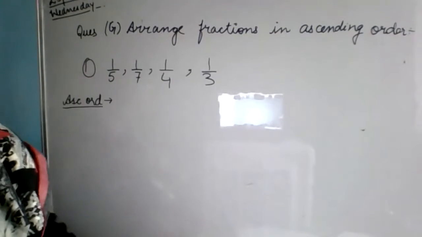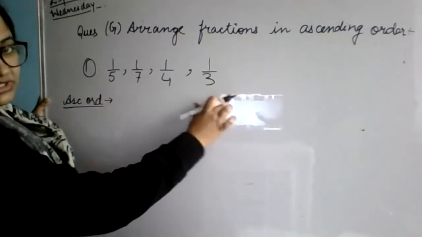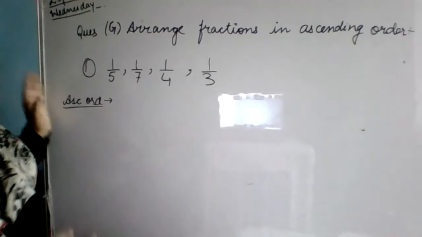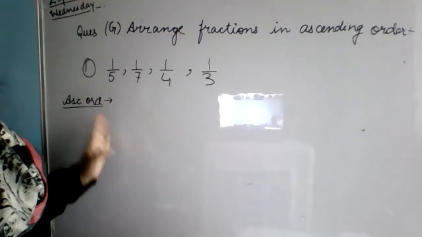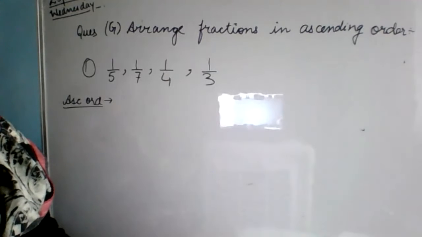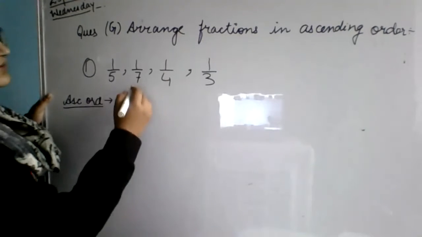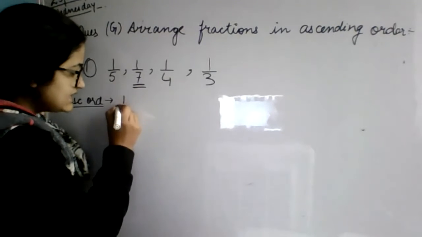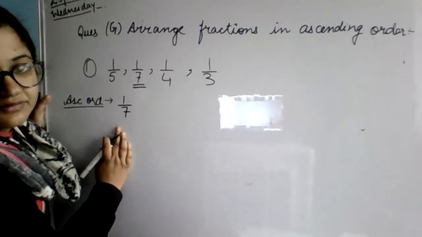Okay, see here. If numerators are not same and denominators are not same, suppose you can see in this question, denominators are different. So what we are going to do, beta, when denominators are different? The smaller one becomes the greater one and the greater one becomes the smaller one. Understood? Here, which is the greatest? 1 upon 7, 1 upon 7 is the smallest number.